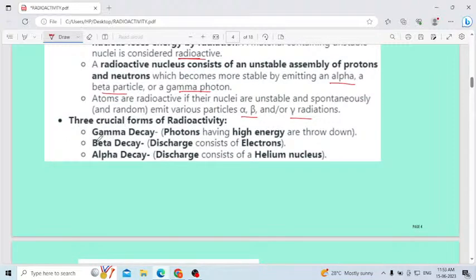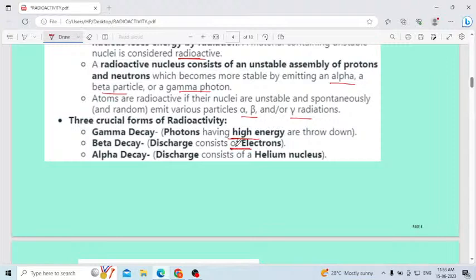First one is gamma decay. Photons having high energy are thrown out. In gamma decay, photons will be emitted, they will be released. Photons have high energy. Then in the case of beta decay, the discharge consists of an electron. In beta decay, it will involve the emission of an electron.